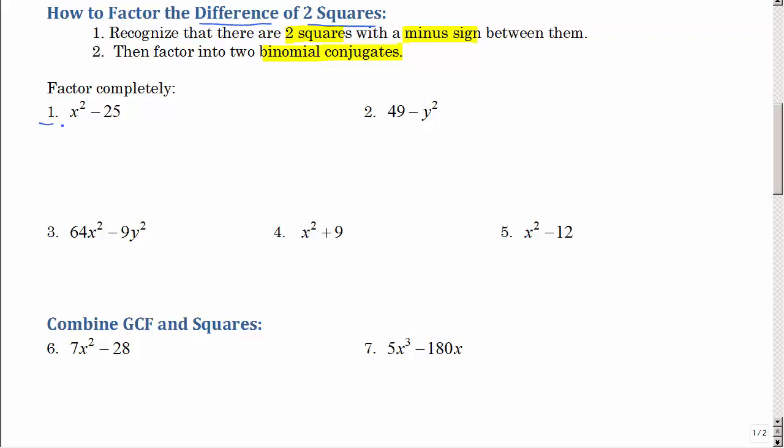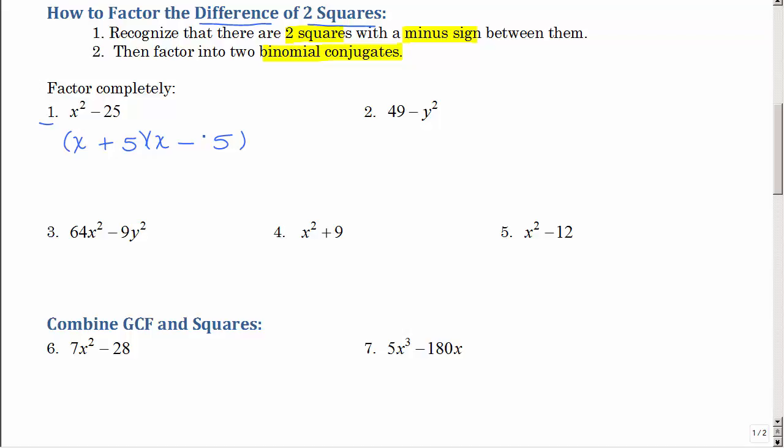So let's look at number 1. Do we have the difference of two squares? Yes, I have a minus and two squares. So I'm going to have two parentheses. x times x is x squared. 5 times 5 is 25. And then the conjugates, meaning we need to have different signs in the middle. You can check your work by multiplying that back out, and we would get x squared minus 25.